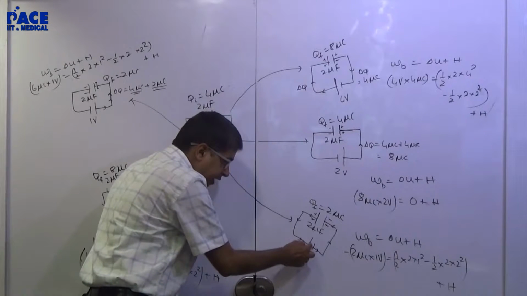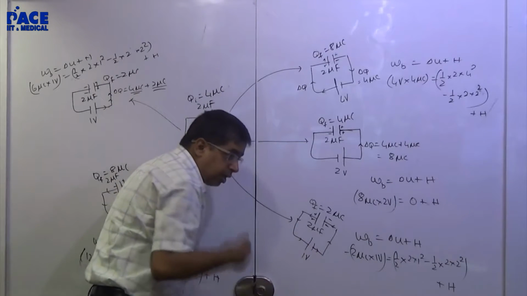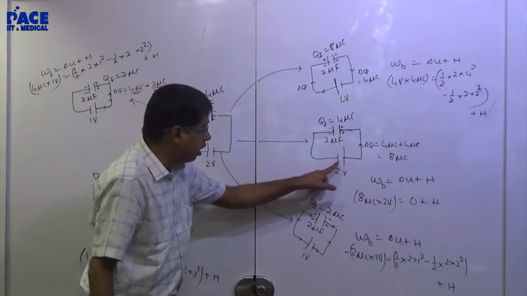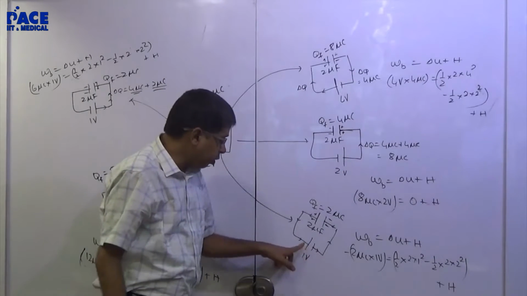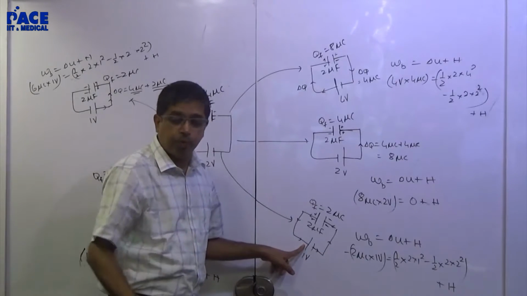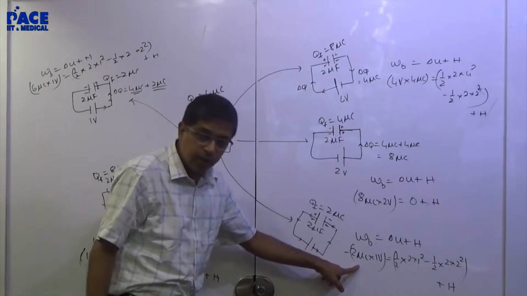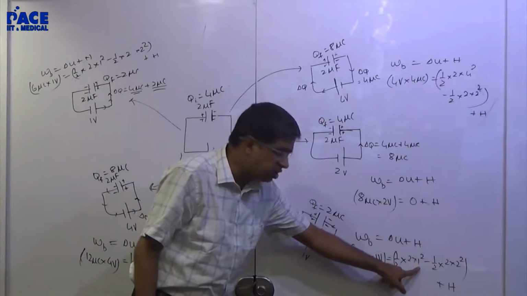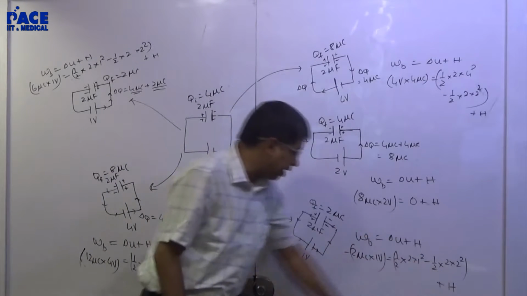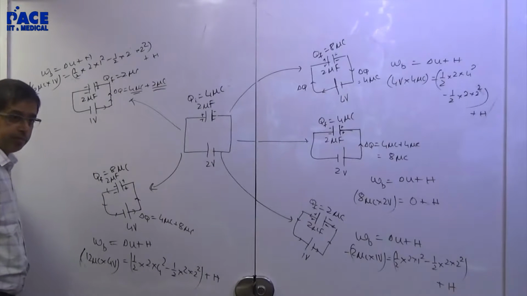Right? And then this will be called work done on the battery. Till now positive charge was pushed out of the positive terminal. Now positive charge is pushed into the positive terminal. This is called work done on the battery. Hence I put it as negative. Half C V final whole square minus half C V initial whole square.